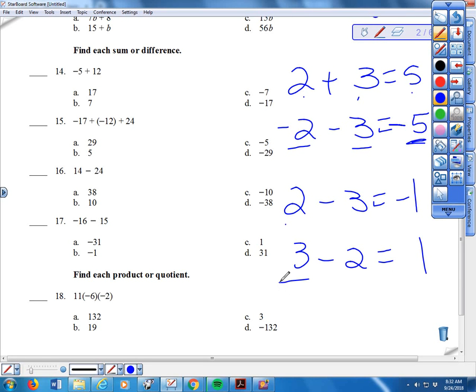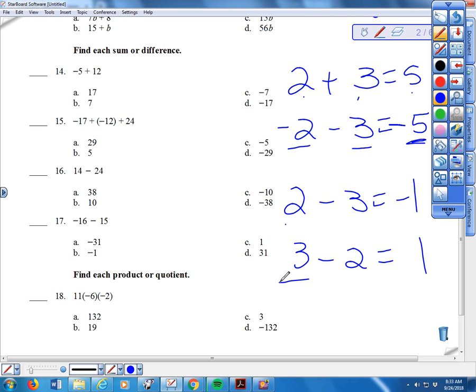Okay, so when the signs are opposite, it will always be a subtraction problem. You can disregard the signs and just subtract the smaller number from the bigger, and then analyze which sign you need to give it based on the number that's bigger in the problem. The bigger number has a positive, your answer is positive. If the bigger number is a negative, your answer is negative. Does that make sense?